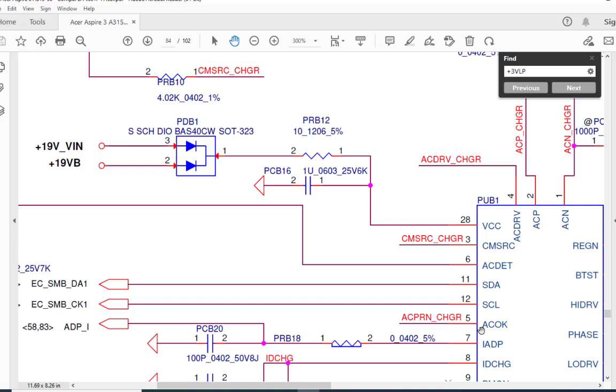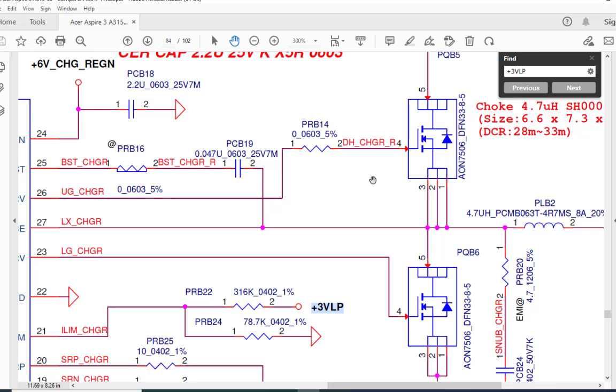And here is one more signal called the ACOK, and this ACOK stands for adapter current OK. Here 3 volt will be generated, and this 3 volt is going to the SIO, informing the SIO that the adapter voltage is present. Okay, so in this way you have to understand the diagram.